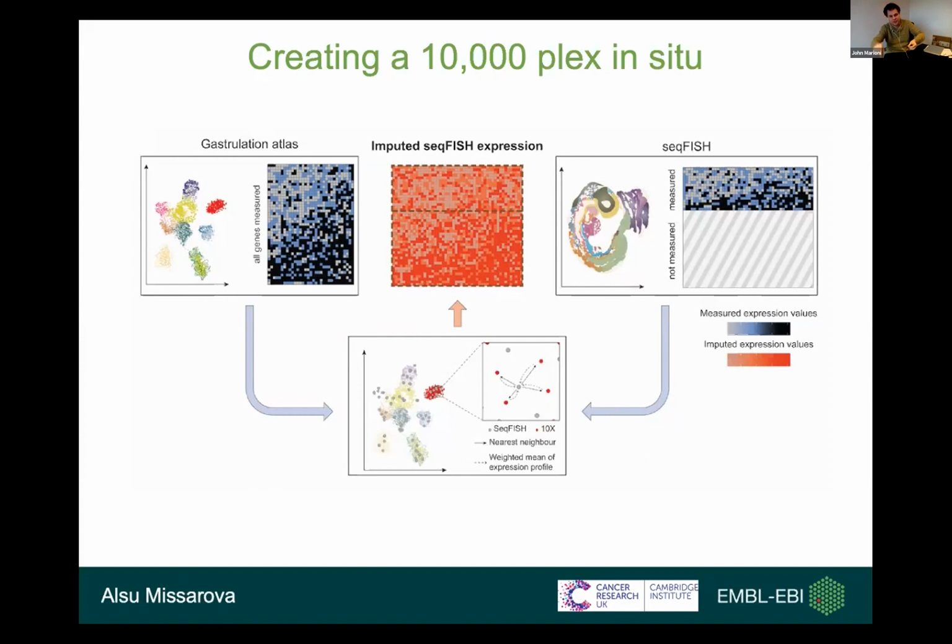So we map each seqFISH cell, spatially resolved, to single-cell RNA sequencing data, and then we find its neighboring cells in single-cell RNA-seq. And then for each gene, we take its average expression across those cells and use that as its imputed expression profile.